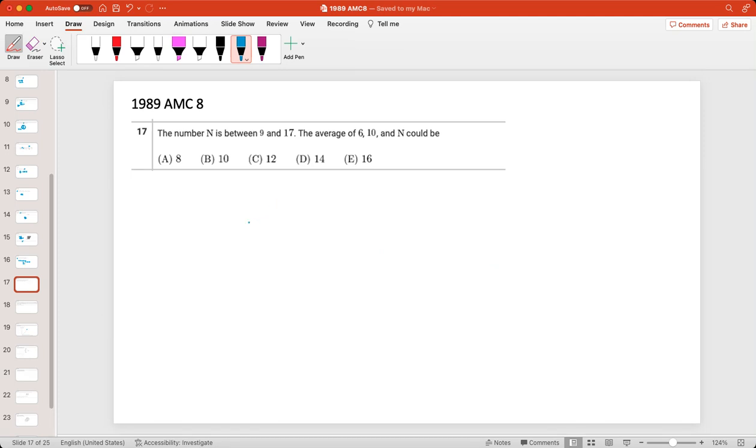The number n is between 9 and 17. The average of 6, 10, and n could be... So first I'm going to take the case as 9. So this will become (6 plus 10 plus 9) by 3, which is nothing but 25 by 3, which is nothing but 8.xxx. Correct?